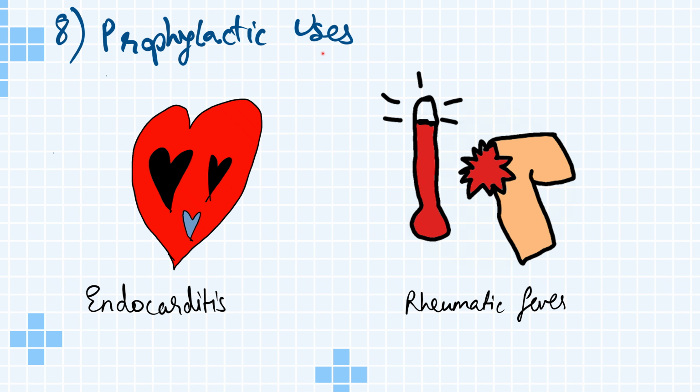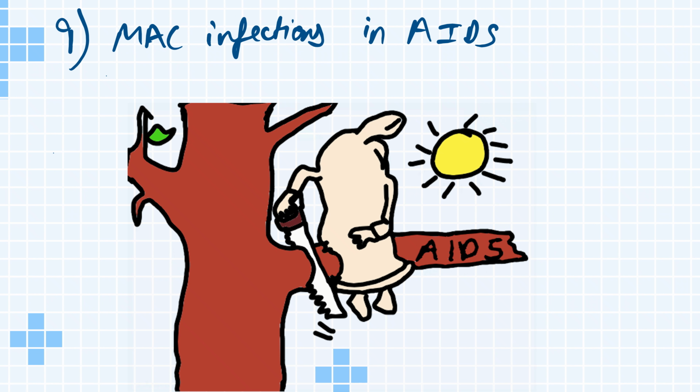Prophylactic uses means preventing disease before it occurs. This drug can be given to prevent bacterial endocarditis in high-risk patients. It is also used in the prevention of recurrent rheumatic fever. MAC infections are caused by the Mycobacterium avium complex, especially in patients with AIDS and weakened immunity. This drug helps prevent and control these opportunistic infections.